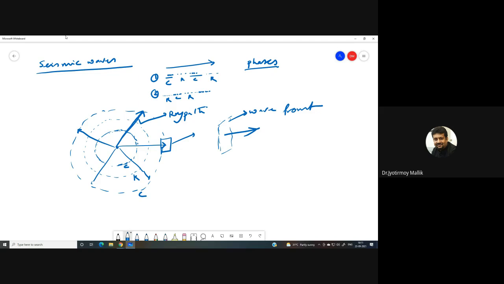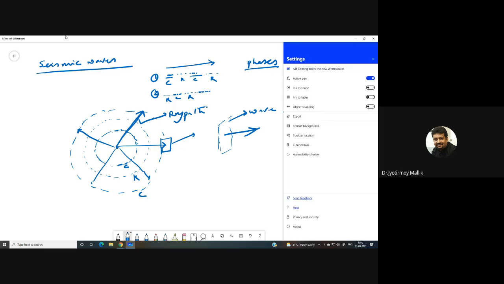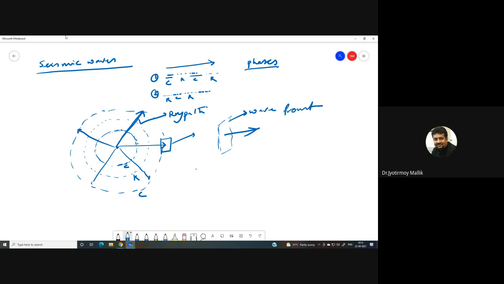Okay. Now broadly, seismic waves are subdivided into two categories. One we call body wave, and the other one we call surface wave.